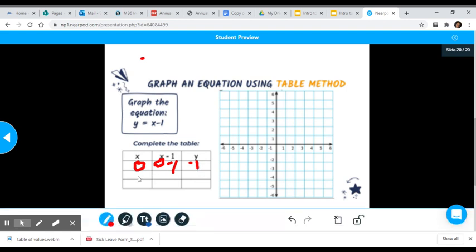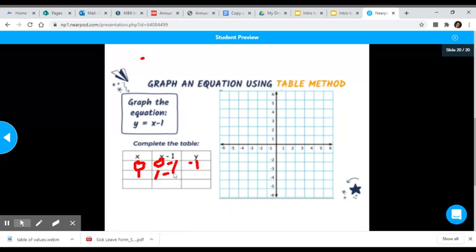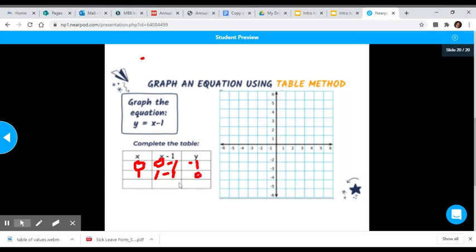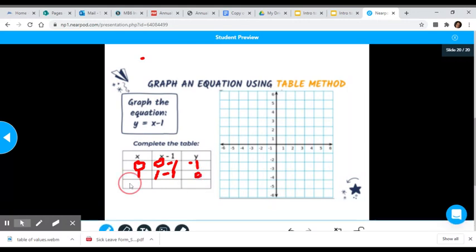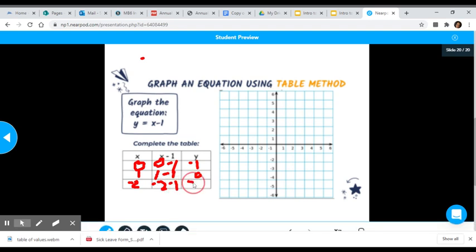Then I like to use a positive number like 1. So if I use 1, 1 minus 1 gives me 0. And then I usually like to use a negative number. So I'm just going to use, let's say, negative 2. So negative 2 minus 1 gives me negative 3.